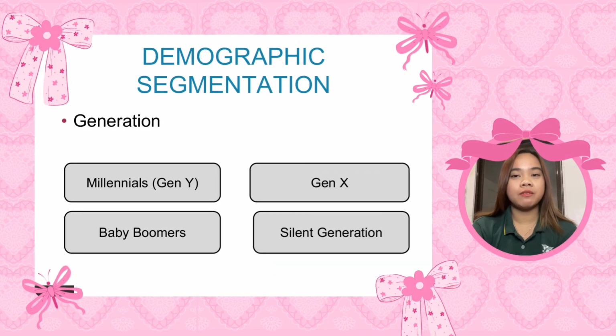So demographic segmentation groups people by age to help businesses target their audience better. For example, millennials are digitally savvy, while Gen X values stability, and baby boomers are mostly loyal customers, while the silent generation prefers tradition and quality. This helps businesses create marketing that fits each group's needs.